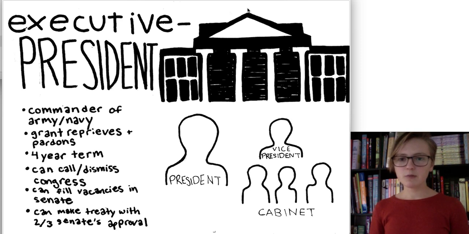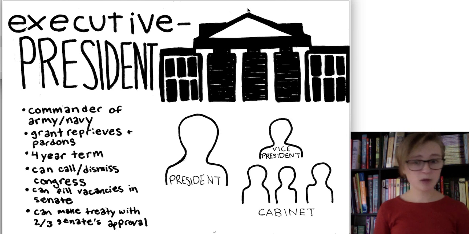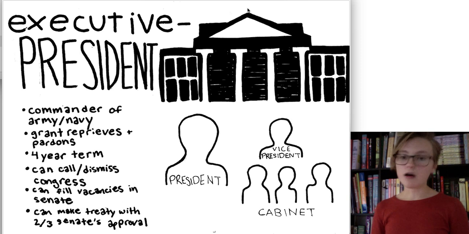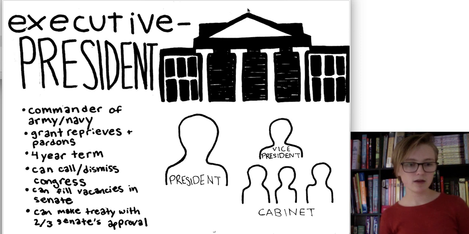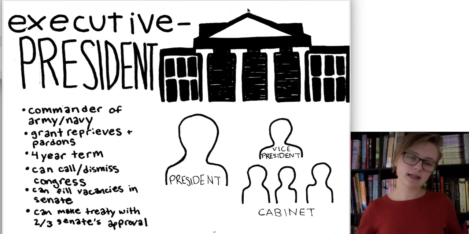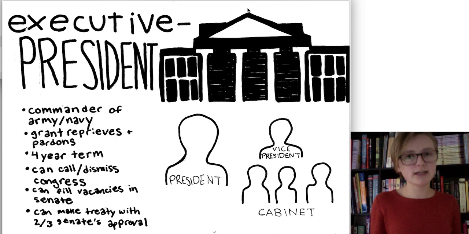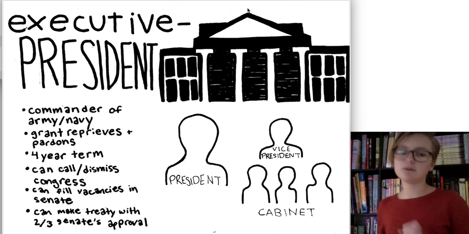So the president is the commander of the Army and Navy. He also has the power to grant reprieves and pardons. He serves a 4-year term. He can also call and dismiss Congress and fill vacancies in the Senate. He can also make treaties when 2/3 of the Senate approve it. But like I said, he's the hands and feet. He's the one that can get it done because he's one person and he doesn't have to convince everyone every time.